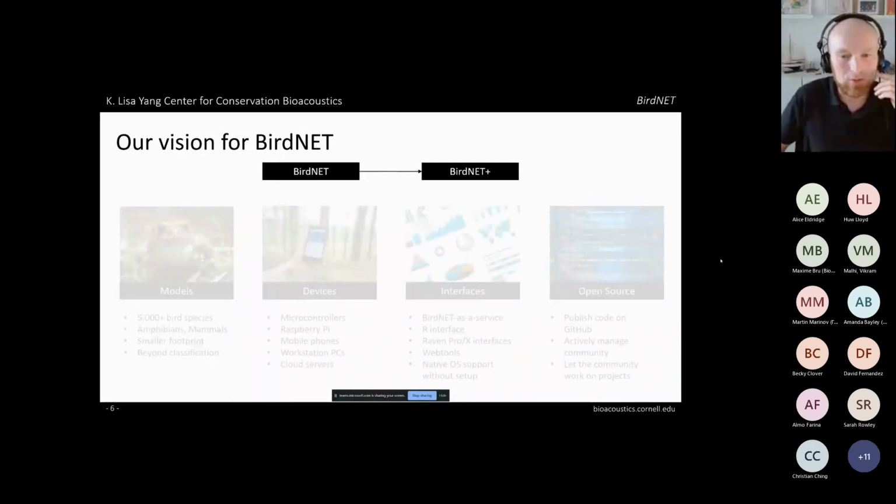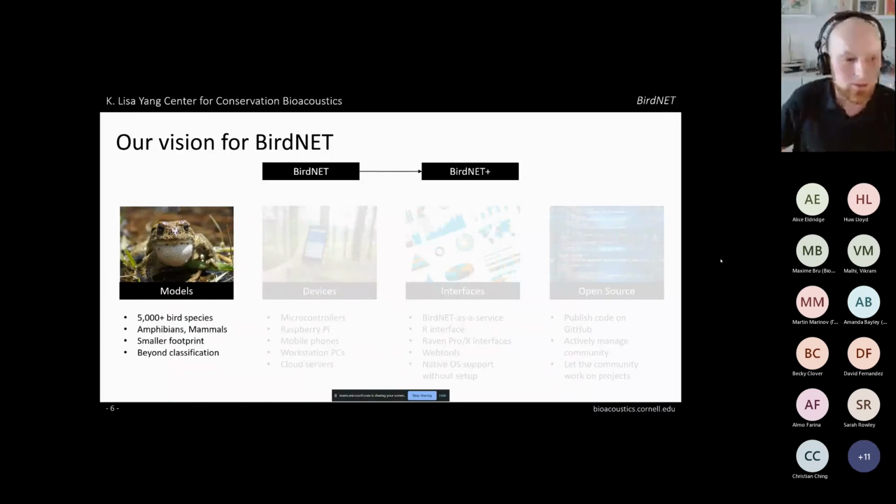I also want to introduce the vision that we have for BirdNet. Again, this is more the research part of BirdNet, not necessarily the app. For the next few years, what we really want to focus on is transforming BirdNet as it is right now into BirdNet Plus, open sourcing it and making it accessible for a broader audience.